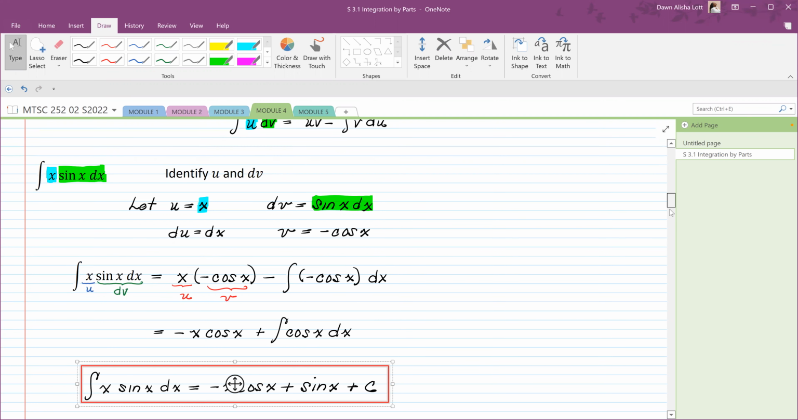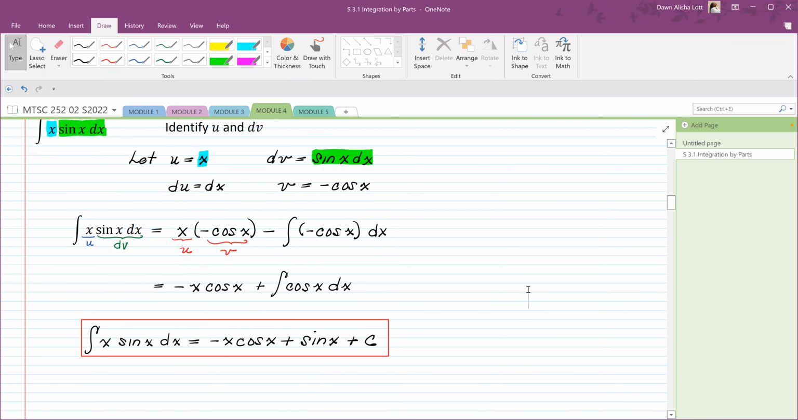How did you get the sin x? Is it just because you did the integral of cosine? That's where I put it in. You're correct. Okay, any questions?